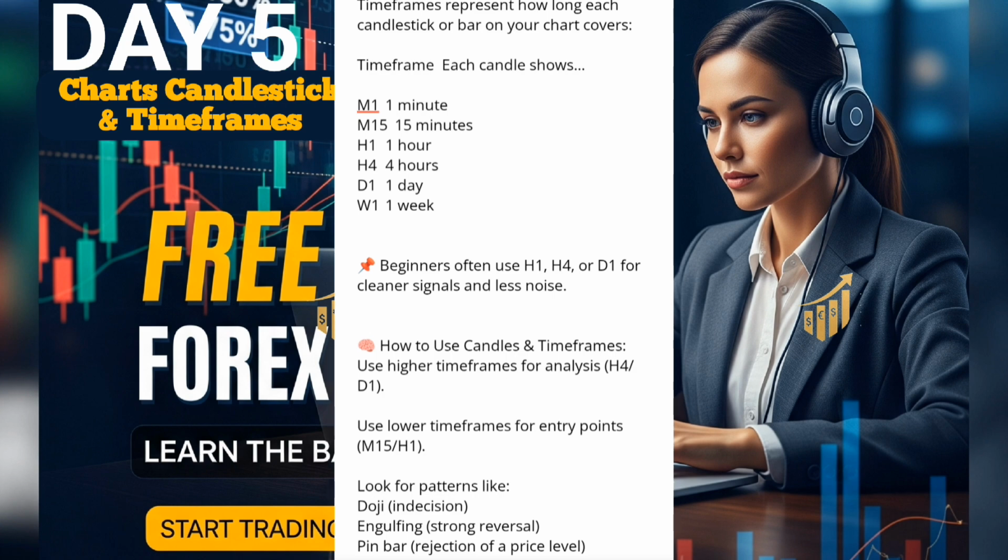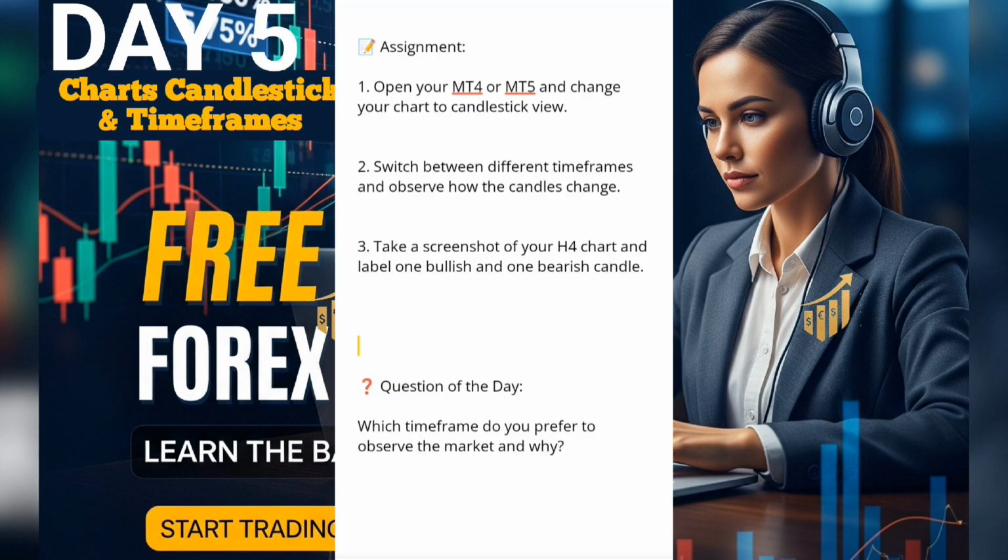Here's your task for today. Open your trading app, switch to Candlestick View, and explore different time frames. Take a screenshot of a 4-hour chart, and label 1 bullish and 1 bearish candle.